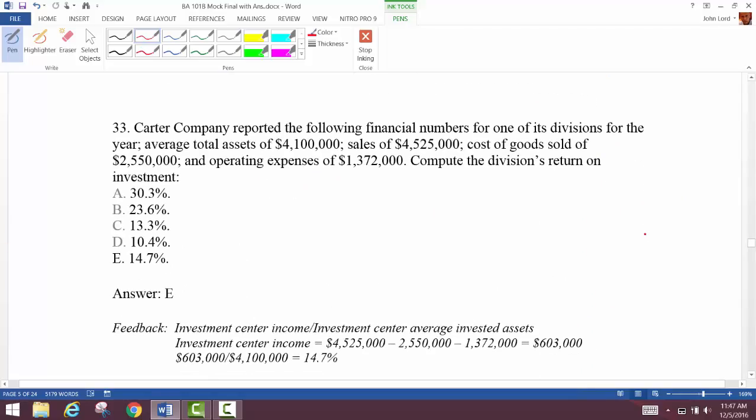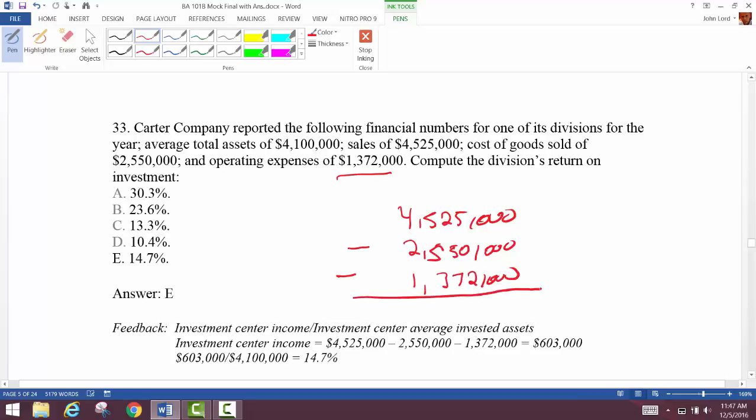Okay, good. Let's take a look at number 3, Carter Company. We want the return on investment here. So we're going to pick up sales minus cost of goods sold, minus the operating expenses. That all gives me an operating income.